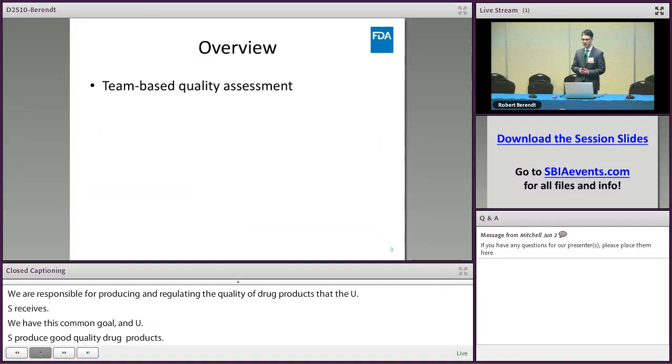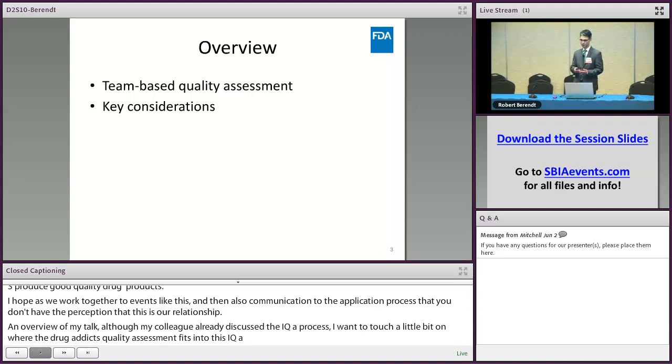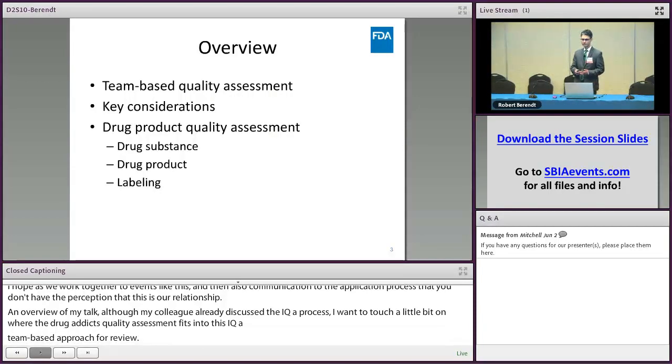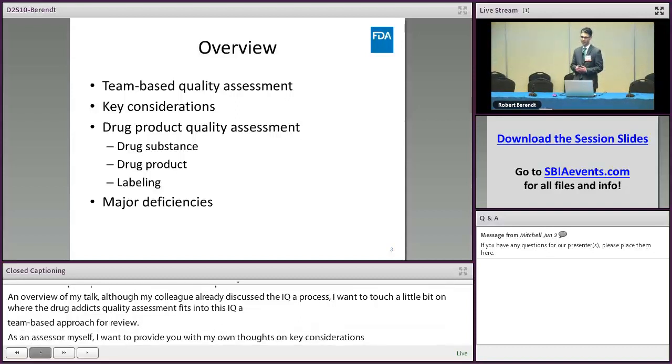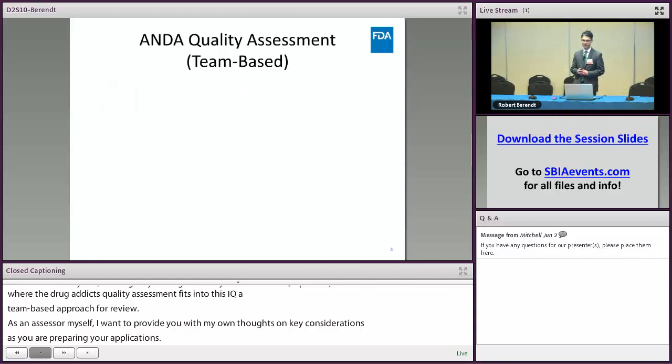So an overview of my talk. Although my colleague already discussed the IQA process, I want to touch a little bit on where the drug product quality assessment fits into this IQA team-based approach for review in OPQ. As an assessor myself, I want to provide you with my own thoughts on key considerations for you as you're preparing your applications, and specifically, how those key considerations apply to various parts of your application. I'll touch very briefly on some major deficiencies that we see, and then a concluding message.